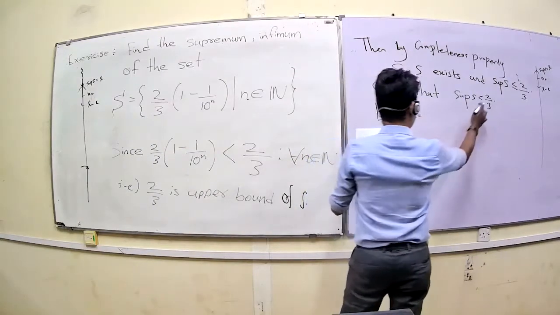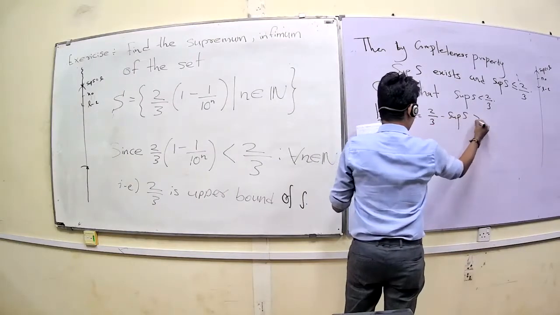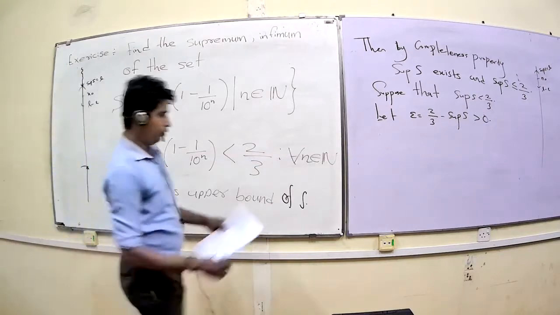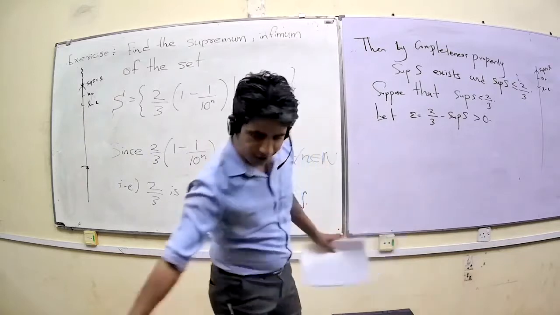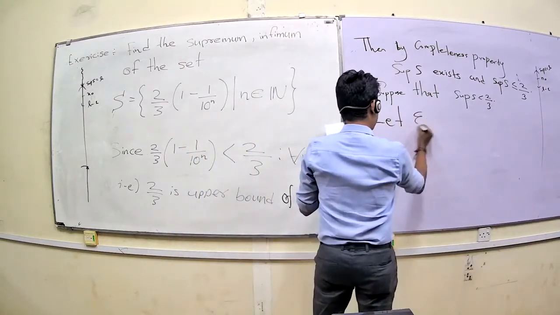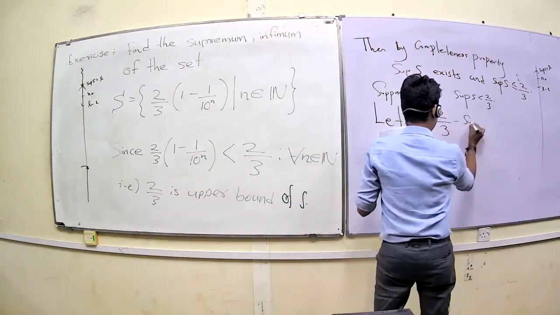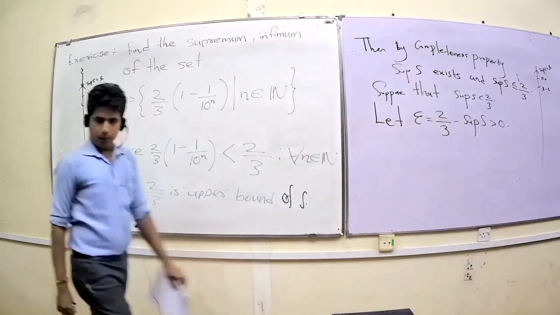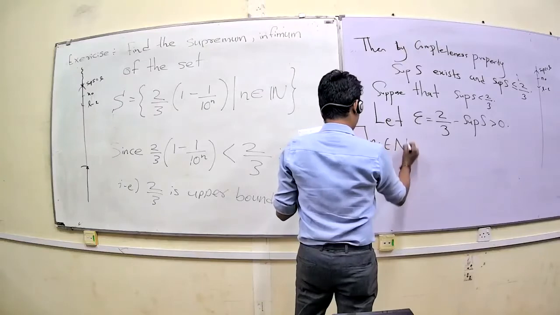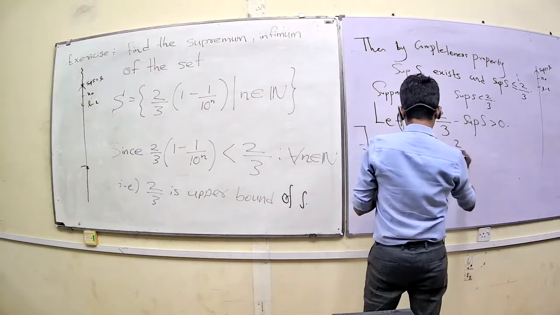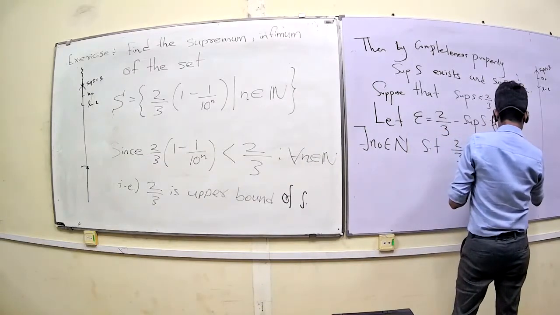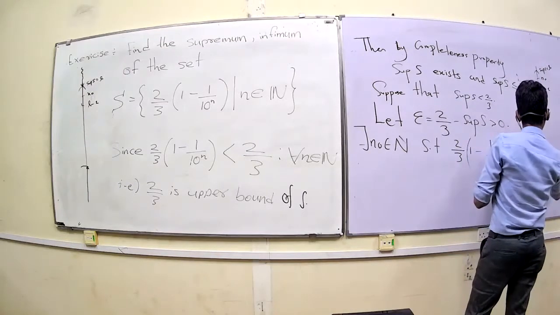Let epsilon be positive. Here, obviously, 2 by 3 minus the supremum of S is positive. Let epsilon equal 2 by 3 minus the supremum of S. Then you can find such an n naught belonging to the natural numbers such that 2 by 3 minus 1 over 10 to the power n naught is greater than the supremum of S, that is, 2 by 3 minus 2 by 3 plus the supremum of S.